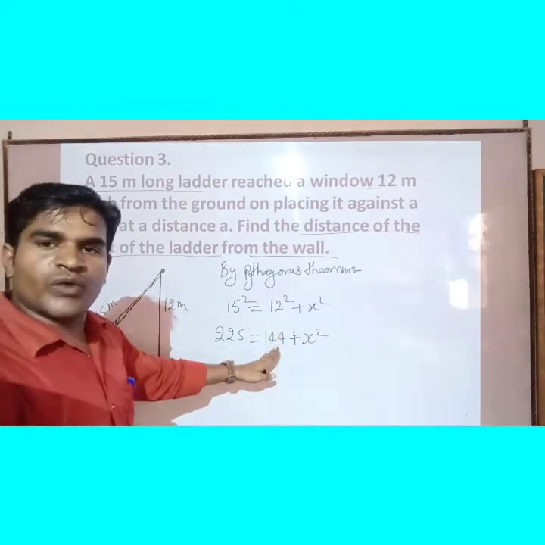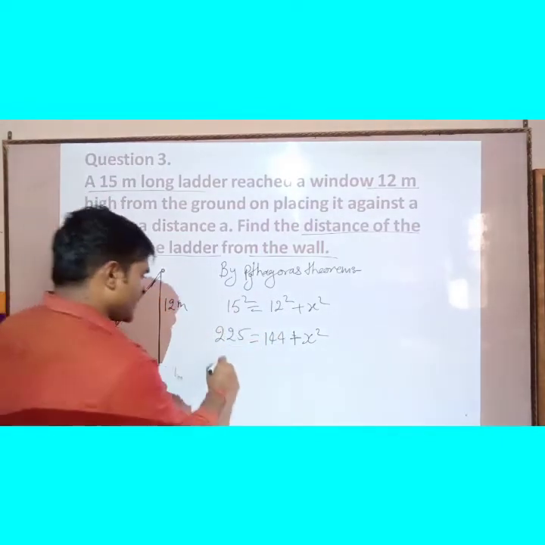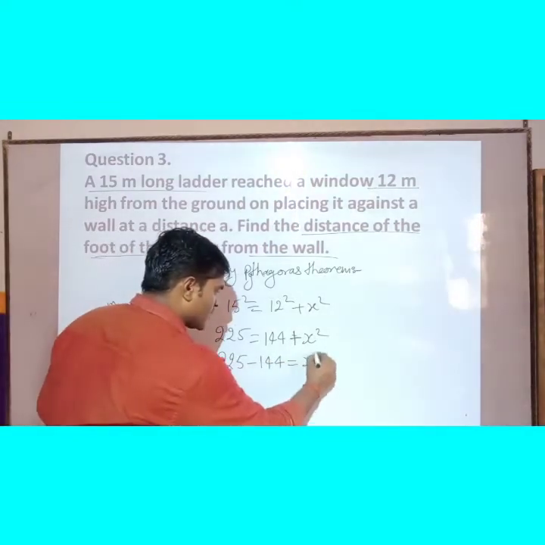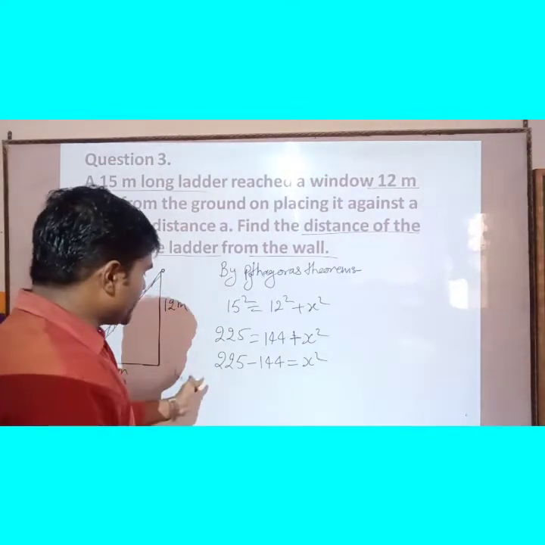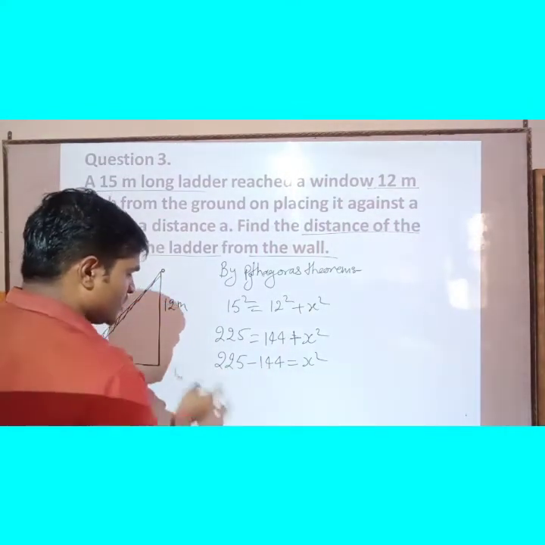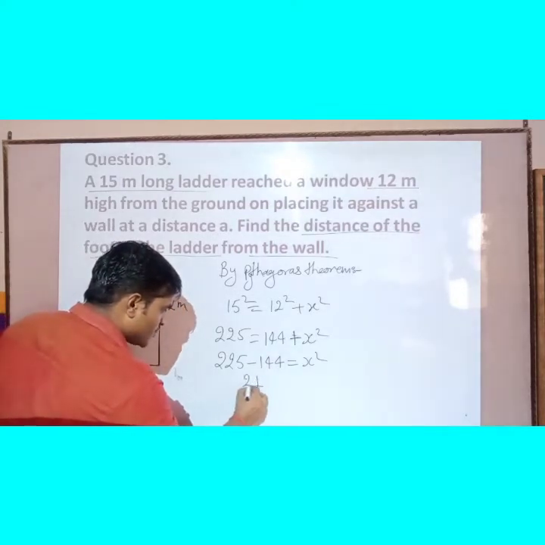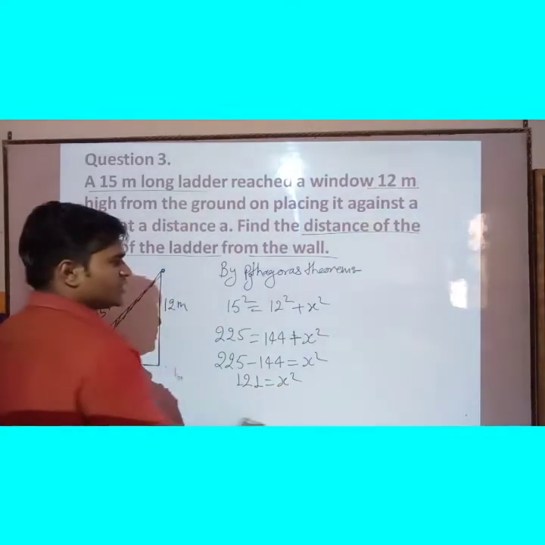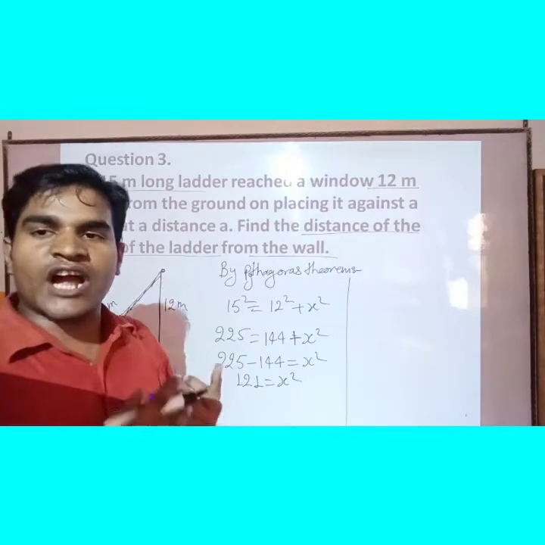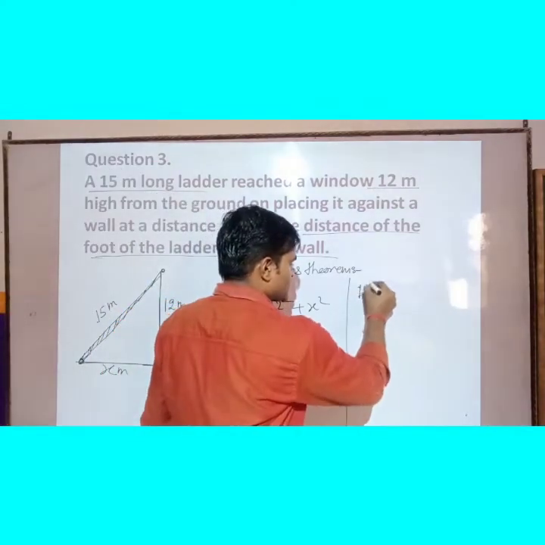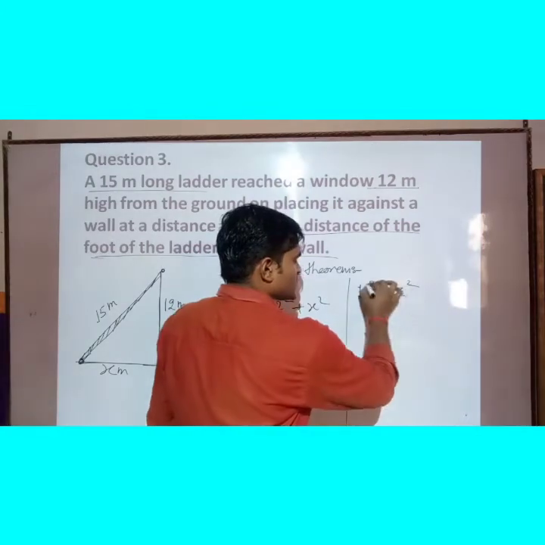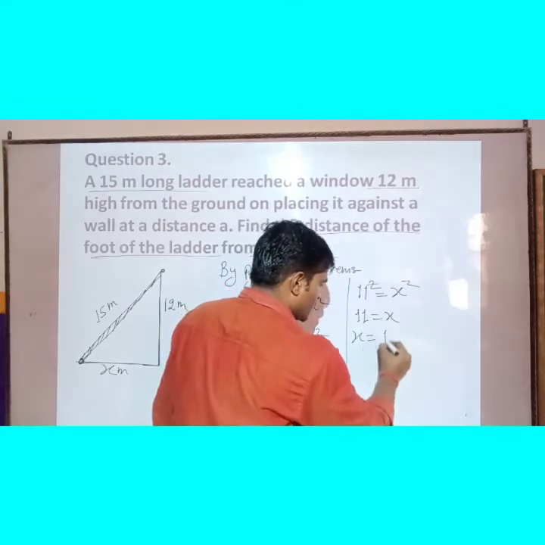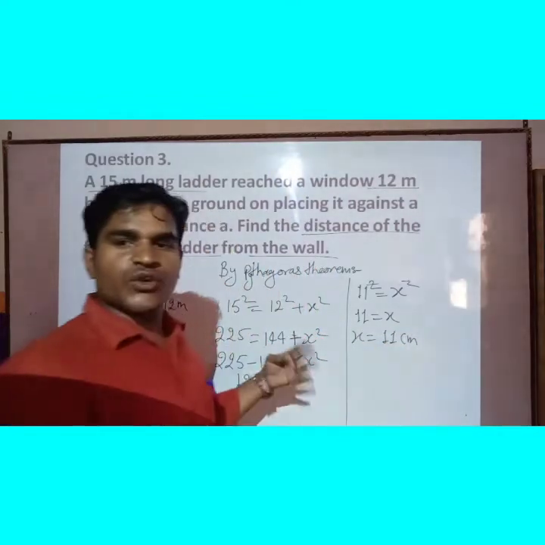So children, we will transpose 144 from right to left. So we get 225 minus 144 is equal to square of x. So 225 minus 144, what we will get there? 121, that is x square. Now children, 121 is the square of 11. So we will write 11 square is equal to x square. Square and square is cancelled. So we get 11 is equal to x. x is equal to 11 meter.